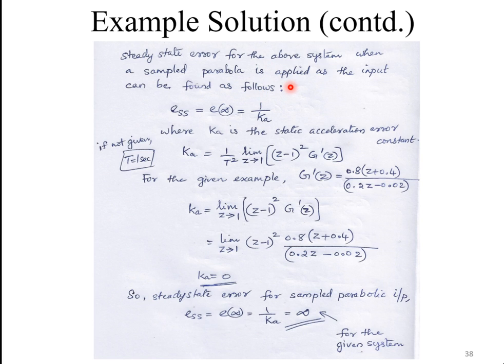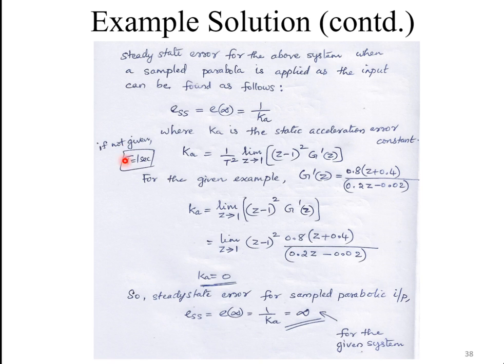And again for the same example, you need to find the steady state error for the system for a sampled parabolic input, that is ESS is equal to 1 over Ka, where Ka is the static acceleration error constant. So Ka we have already defined as 1 over T square into limit z tends to 1, (z minus 1) the whole square into G'(z). So G'(z) we have already found as 0.8 (z plus 0.4) by (0.2 z minus 0.02). And Ka is equal to 1 over T square.